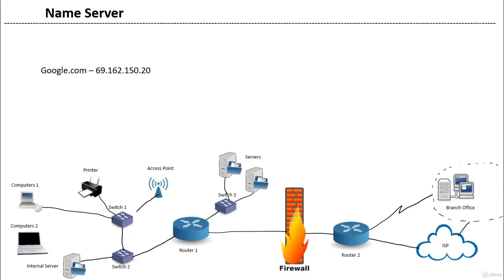Without this service, humans would be required to memorize every website's unique IP address. This would mean people would have to remember 69.162.150.20, not google.com. Manual configuration of a network card requires the identification of a DNS or name server.